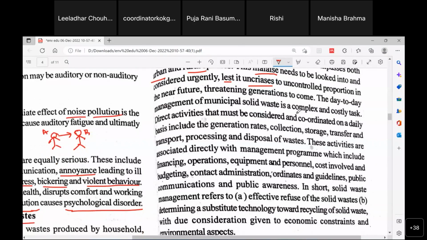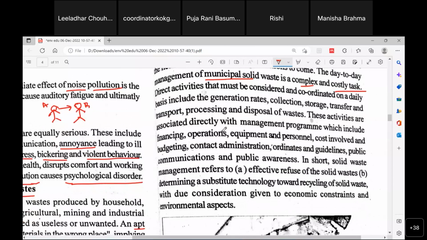So that is day-to-day management. Okay, management of municipal solid waste is a complex and costly task. Yes, of course, in our Kokrajhar town, you will see that there is a solid waste management system incorporated by the municipality board, but that is also a complex and costly task. Direct activities must be considered and coordinated on a daily basis, that include generation rates, collection, storage, transfer and transport, processing and disposal of waste. So an effective strategy should be made in that case. And management programs should be set up by the authorities, by government and implementing agencies like municipality and others.